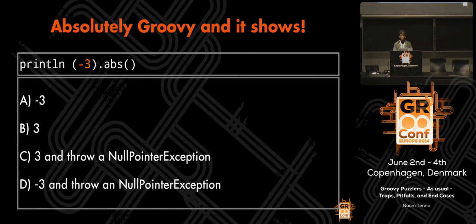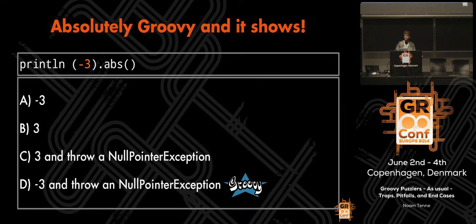So, will it still print minus 3? Will it taunt us? Will it print a 3 and begrudgingly throw an exception? Just, you know, fight dirty. Hands up if you think it's A. A few. B. Anyone for B? Very good. C. Okay. And D. Nice. So, if you chose D, you were correct.